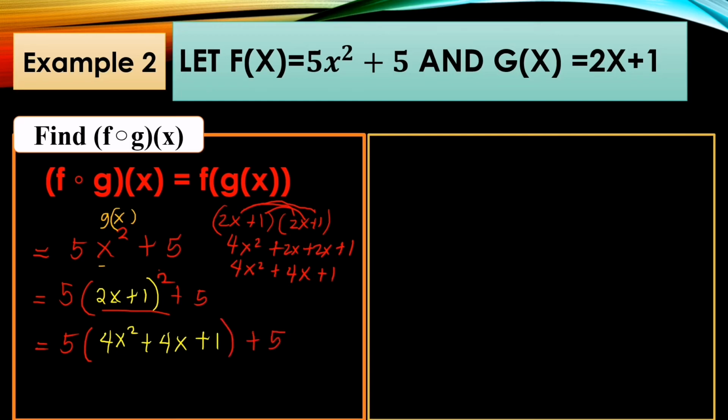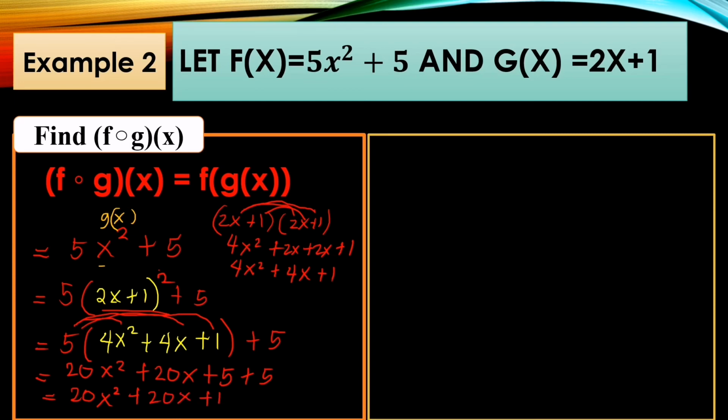So that will become 4x squared plus 4x plus 1, all times 5, plus 5. Then after that, simplify. 5 times 4x squared is 20x squared. 5 times 4x is positive 20x. And 5 times 1 is positive 5, plus 5. Simplify: 20x squared plus 20x, and 5 plus 5 is positive 10. That will be the final answer.